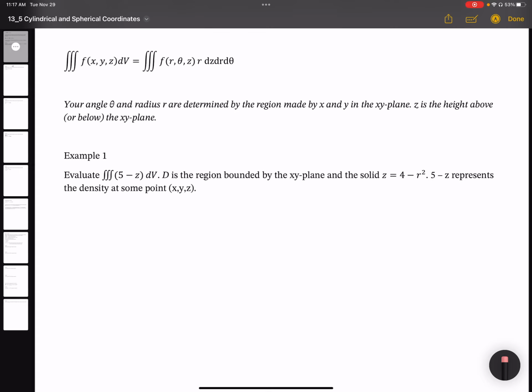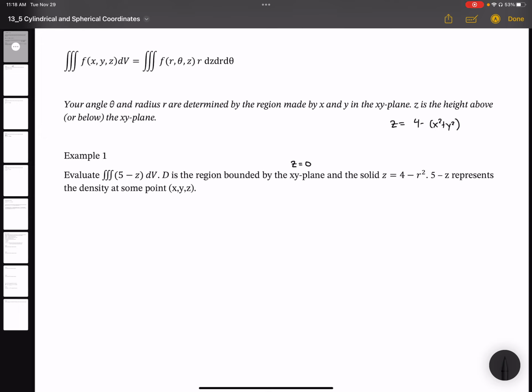So, for our first example, we have this density function 5 minus z, and we want to integrate over the region that's bounded by the xy plane, which indicates first that z equals 0, and the solid z equals 4 minus r squared. Remember, r squared is x squared plus y squared. So really, we've already converted to z equals 4 minus x squared plus y squared. And we know that this is a paraboloid.